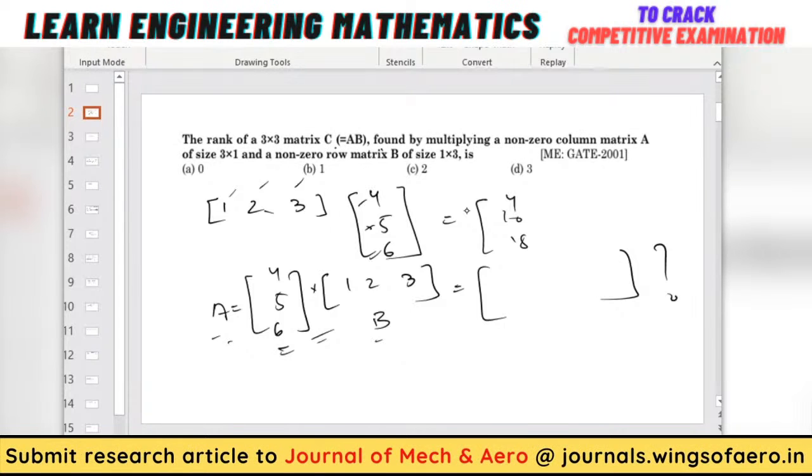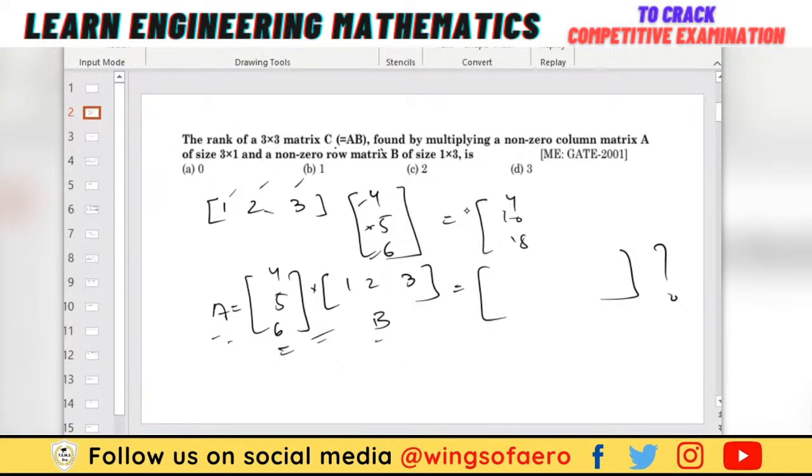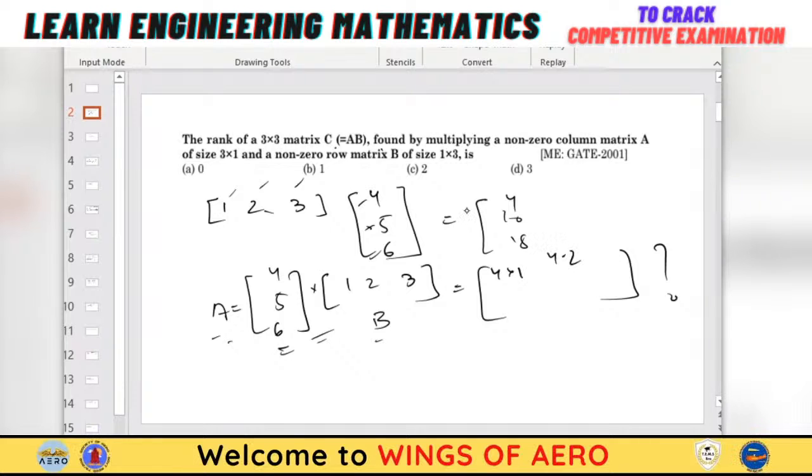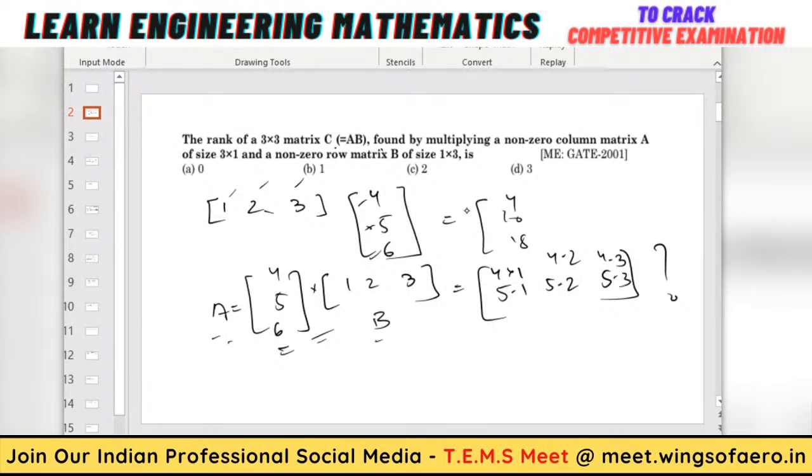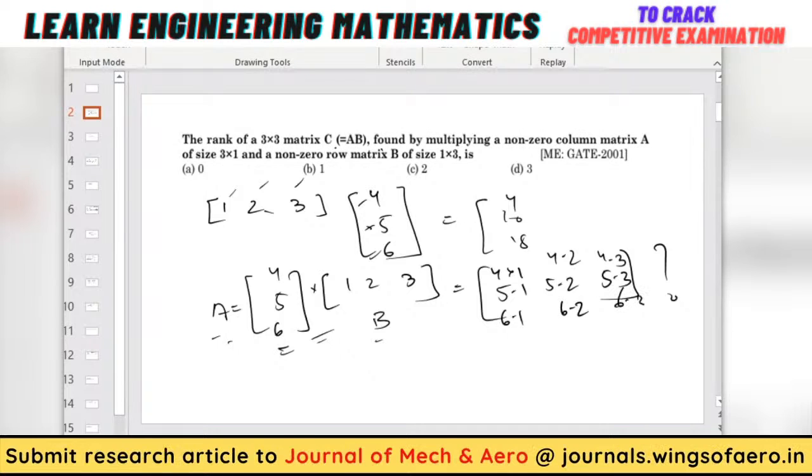Yes, it's 4 into 1, 4 into 2, 4 into 3, the first row. Exactly. It's 4, 8, 12, then 5, 10, 15, and then 6, 12, 18. Exactly. This is the output of the matrix.